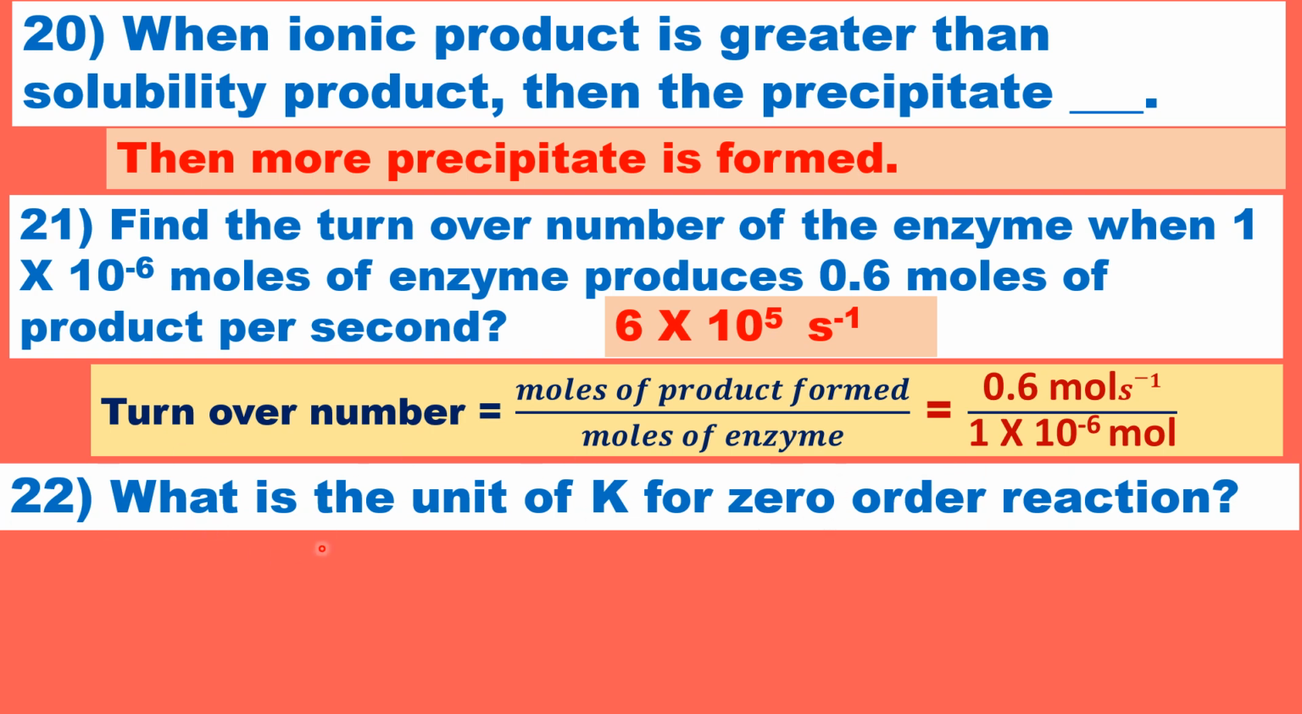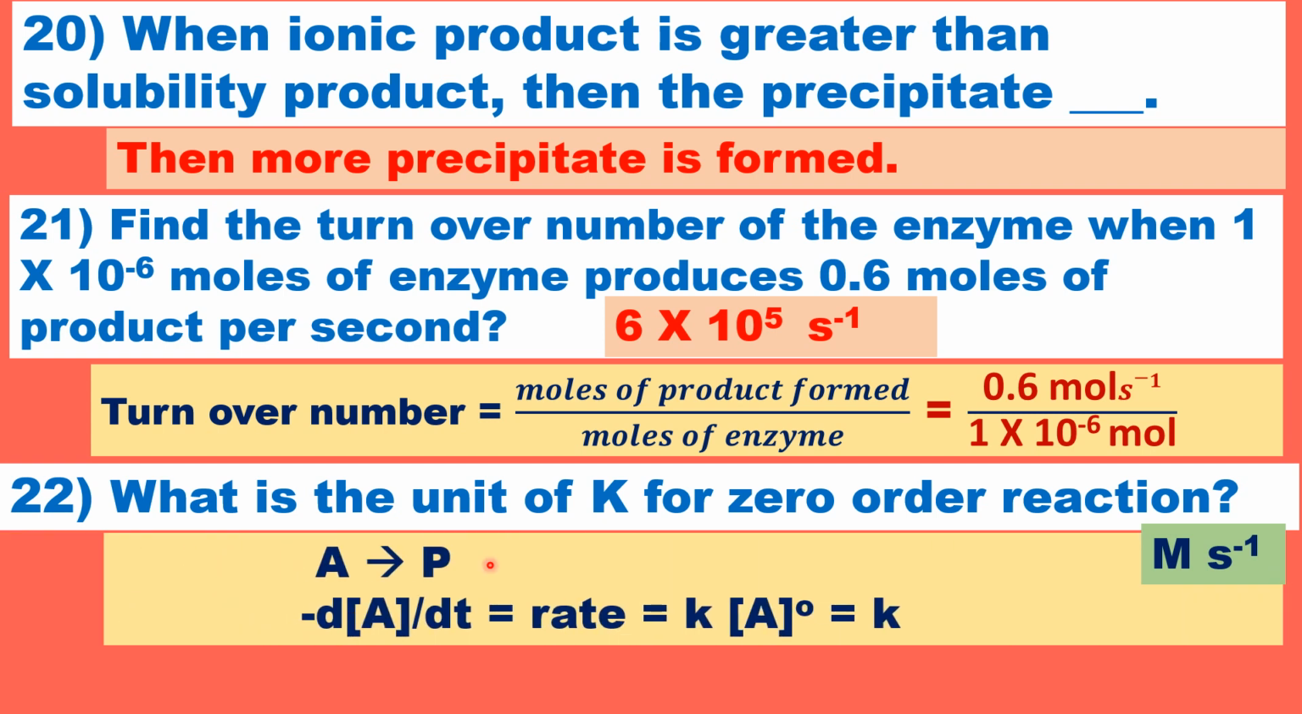The next question is, what is the unit of K, the rate constant? What is the unit of rate constant for a zero order reaction? The answer is moles per second. How is this obtained? Let us see now. Let us consider A is converted into P, product. A, the reactant, is converted into product.